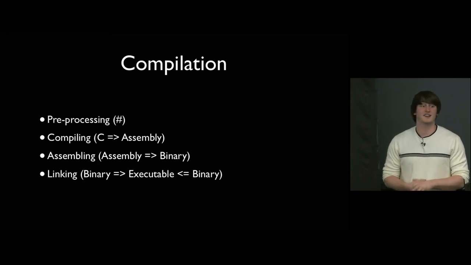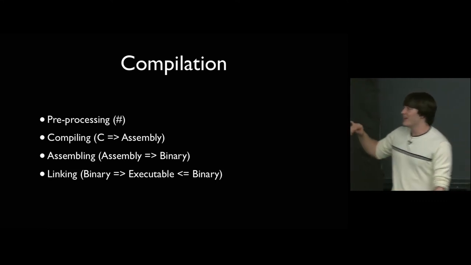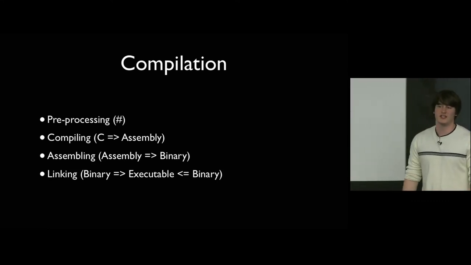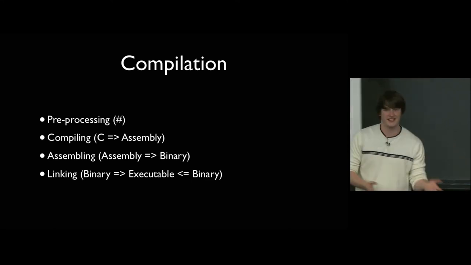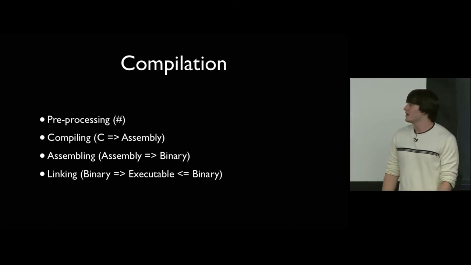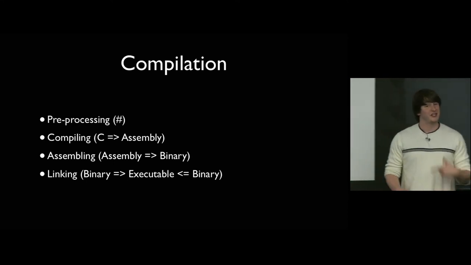But your computer still does not understand assembly. It only understands ones and zeros. So the next step is assembling, which takes these instructions that your CPU understands and translates them to the ones and zeros. So C to assembly to binary. But I don't have an executable yet.